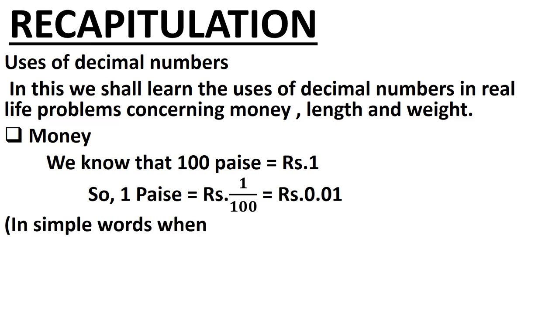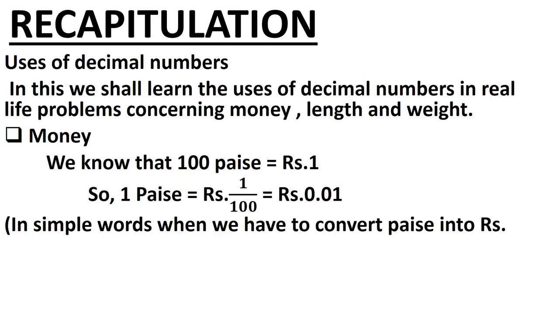In simple words, when we have to convert paise into rupees, we will divide it by 100. Whenever we have to convert paise into rupees, what we will do? We will divide it by 100. Next is length or distance.